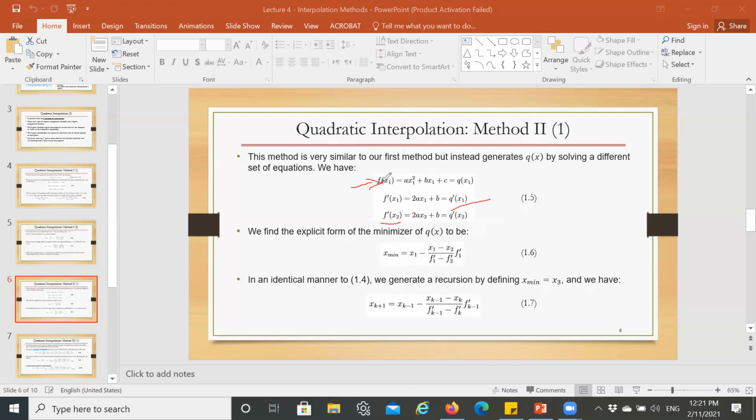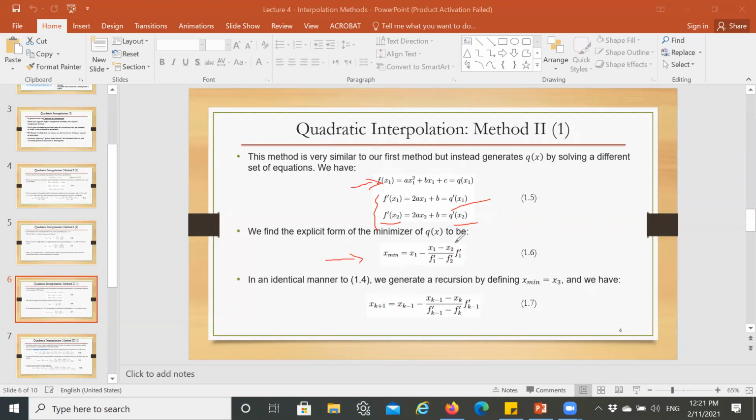Okay, so basically, instead of having two equations with 2 functional values and 1 derivative, we have an equation with 1 functional value and 2 derivatives. So you take the derivatives at the endpoints. Is it clear? So with this minor change, you just do the same as we did earlier. Then based on that, you solve for A, B, and C. You have a system of 3 unknowns and 3 equations. You solve it, you would get X minimum in terms of X1, X2, and F1 prime and F2 prime.